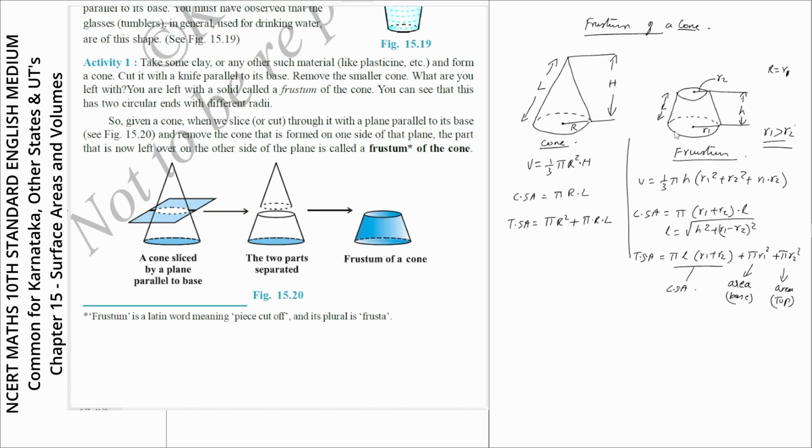So, coming to the frustum. In a frustum, the radius of the base will be equal to the radius of the cone from which the frustum is formed. So here r and r1 will be the same, and at the top portion there is another circle formed, and let the radius be r2. Since this frustum is cut from this cone, the height will be different, that's why I have taken height as h, and also the slant height will be different. Here I have taken capital L, here small l.